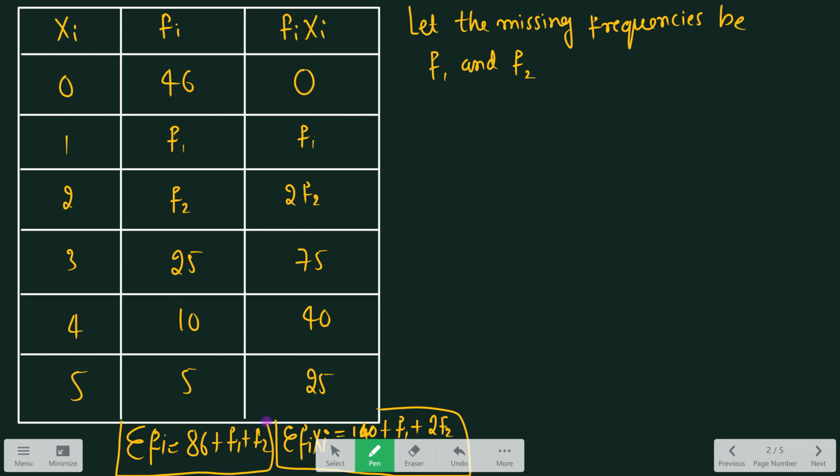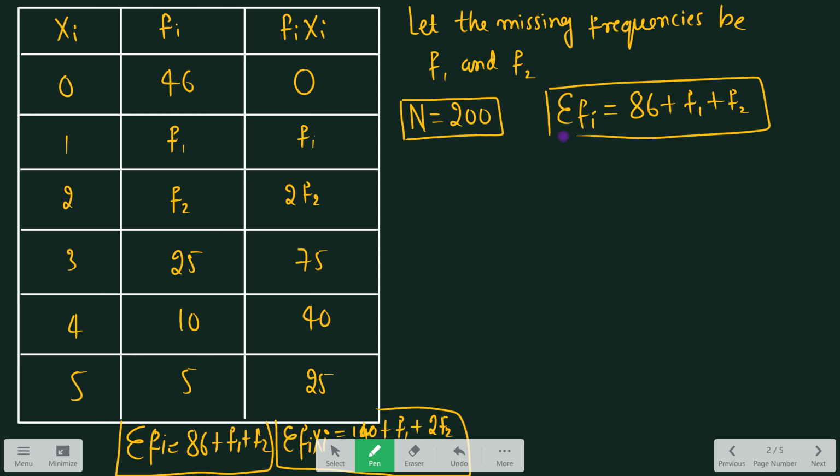So now what are given in the question we are going to write. N is given. N is totally how much they have given? 200. We have got sigma Fi, just we have found it. Sigma Fi is going to be 86 plus F1 plus F2. Then also they have given mean. Mean is how much, students? 1.46. It is going to be 1.46, remember.